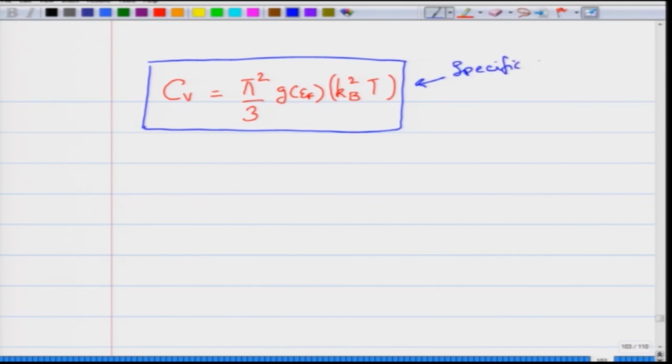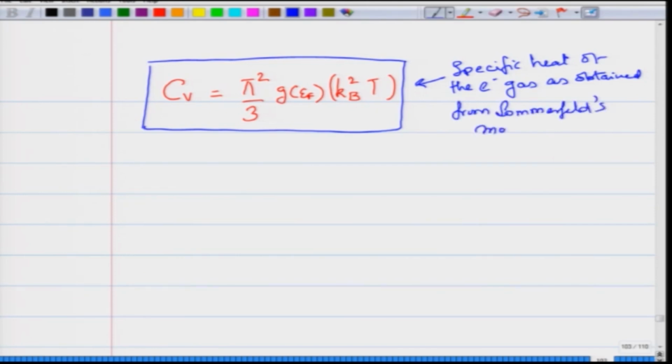This is my expression for the specific heat of the electron gas as obtained from Sommerfeld's model. The first thing that you see from this is that the specific heat Cv is proportional to temperature, just as it was expected and was seen in the experiments that at very low temperatures, when you remove the contributions which are coming from the vibrating ionic lattice, what remains is only the specific heat of the electrons. And if you look at the temperature dependence of the specific heat of the electrons, it is linearly dependent on temperature, and that comes out directly from the Sommerfeld's model. So, this is one of the major successes of the Sommerfeld's model.